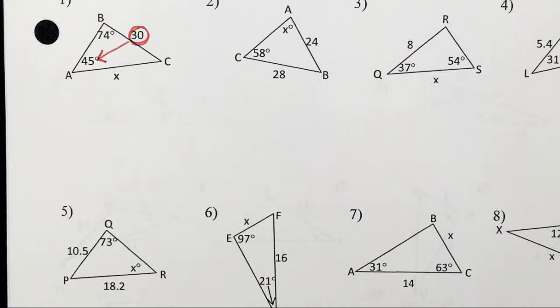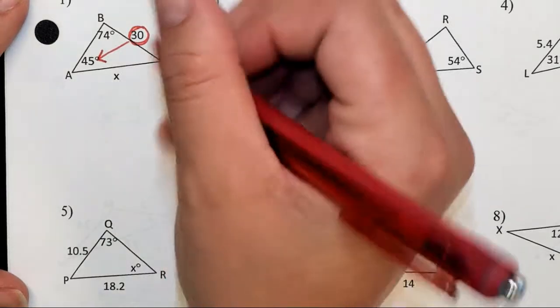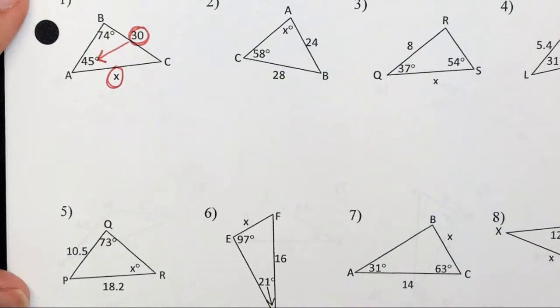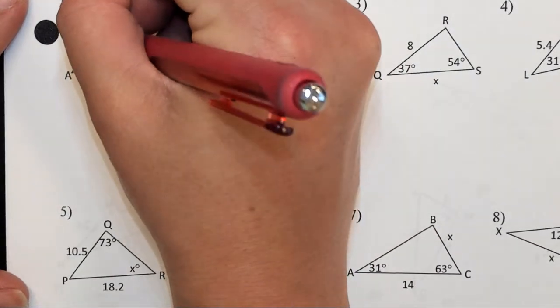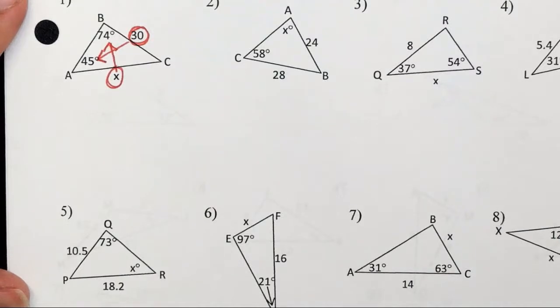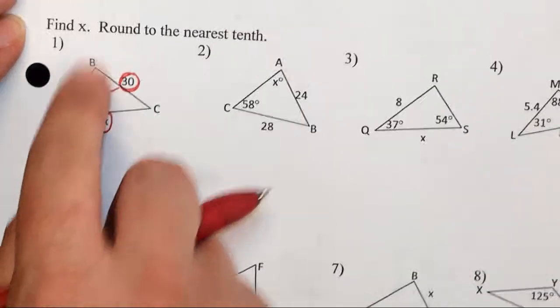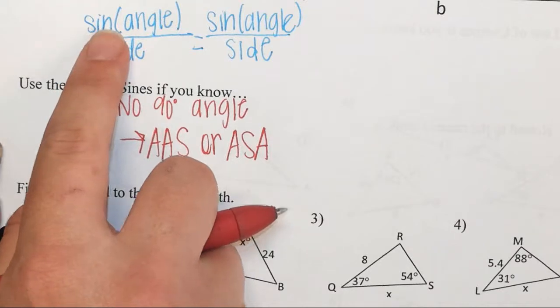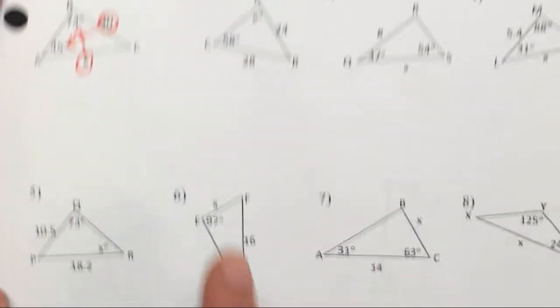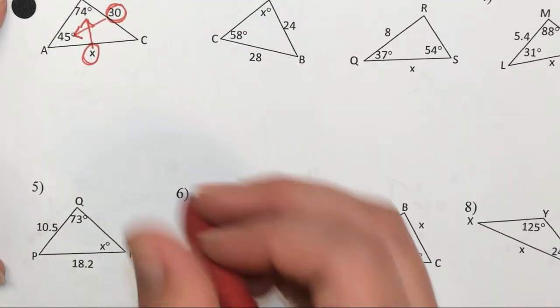What is the other side? It's X. So that's a side. What angle does it go with? Draw an arrow to 74. Here's how you set up your proportion. We're going to set up a proportion and cross multiply. Your angle always goes beside sine: sine, angle divided by a side. It doesn't matter which one you start with.